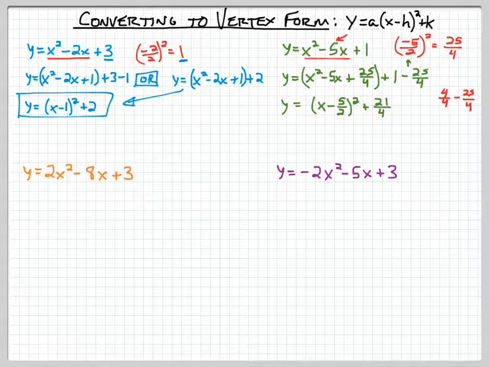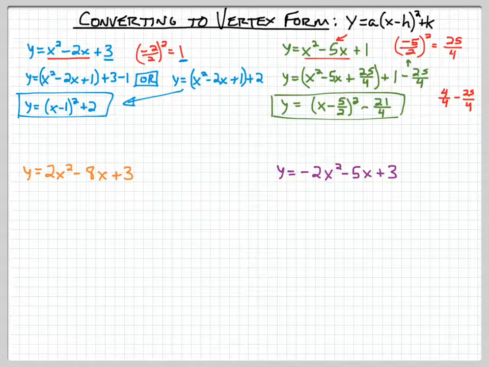Right, actually, that's not right. This should be minus, shouldn't it? Because we subtracted, so that should be a minus in there. Okay. So that's our perfect square trinomial for this one, right?